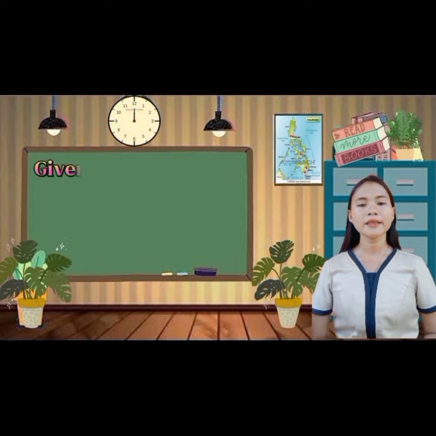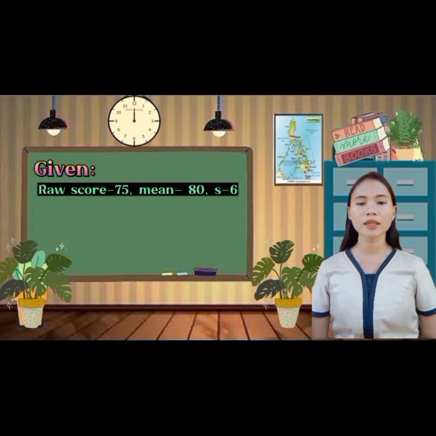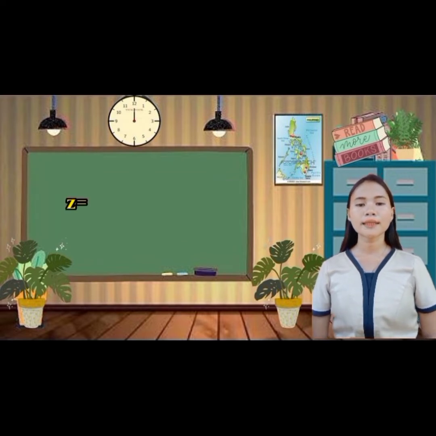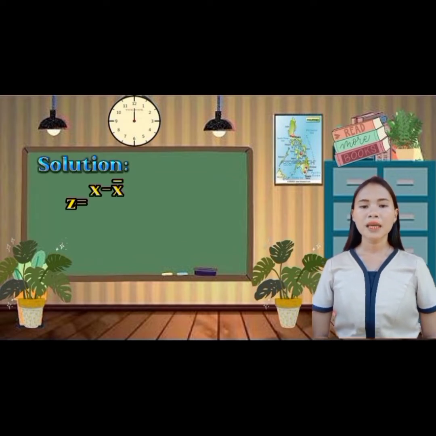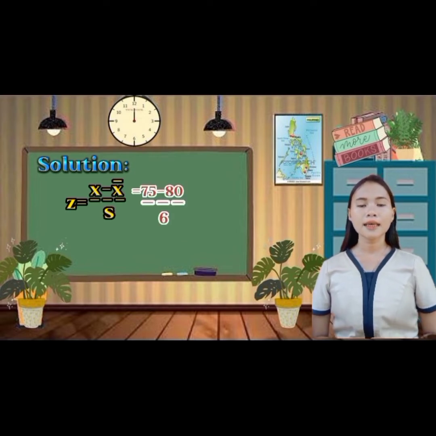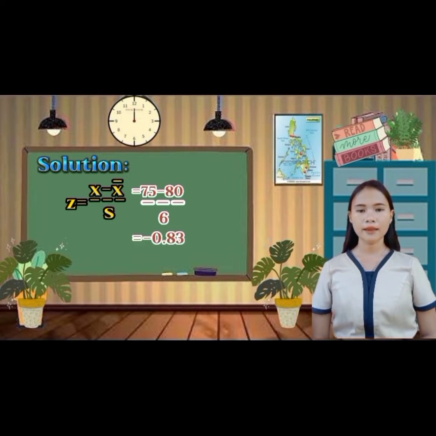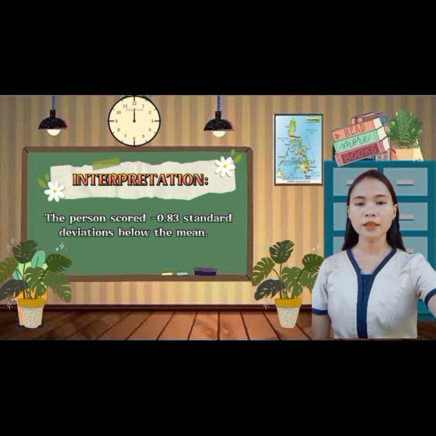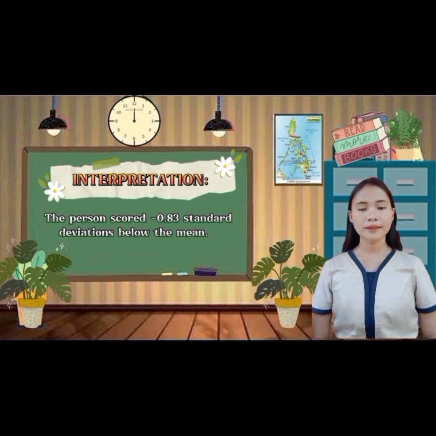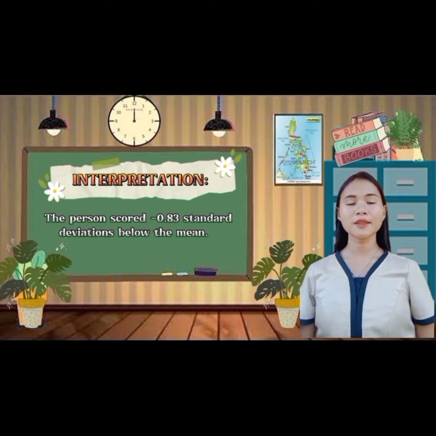Our given is raw score equals 75, mean equals 80, standard deviation equals 6. So z equals x minus mean over s. z equals 75 minus 80 over 6. And z equals negative 0.83. For the interpretation, the person scored 0.83 standard deviations below the mean. Our z-score is below the mean because we have a negative z-score.